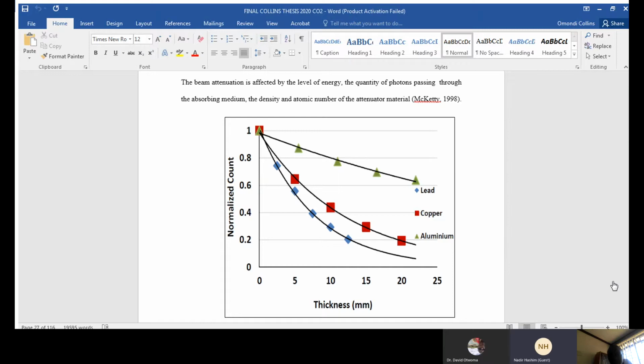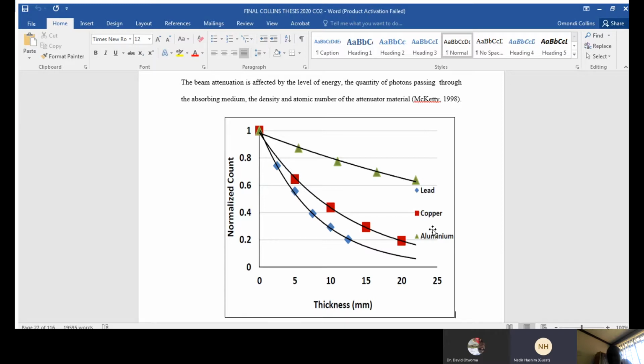Now the blue symbols are for lead. Yes, the blue is for lead. And the red is for copper. For copper, yes. And the green is for aluminium. So lead is a better absorber of radiation, as one would expect. Yes. Now the legends are sort of inverted. If someone is not careful, they might think that lead is the top curve. But if someone reads the symbol next to the word lead, then they will know it's the bottom curve. So that can be a bit confusing.